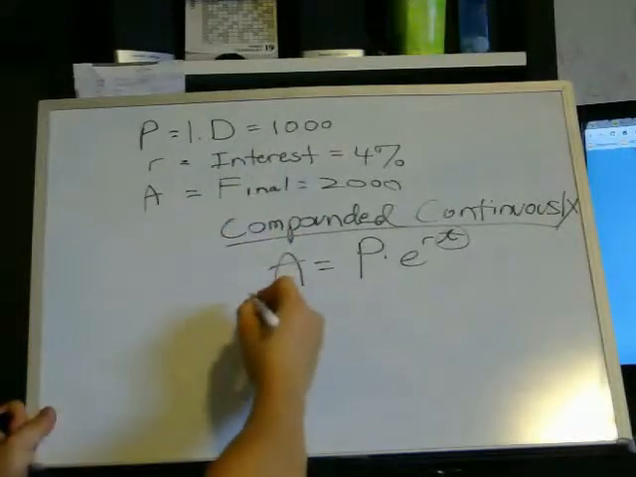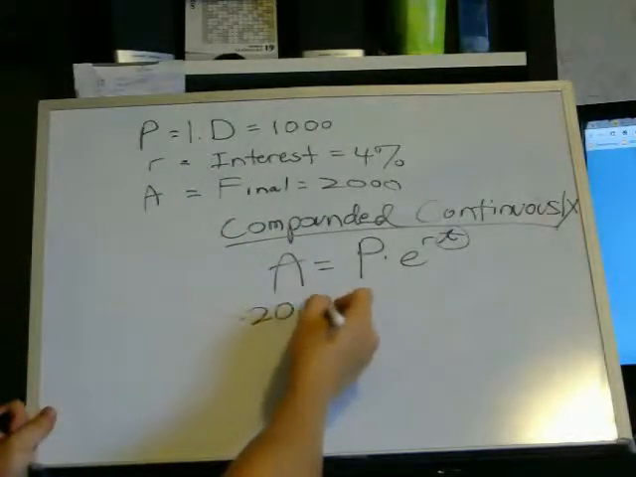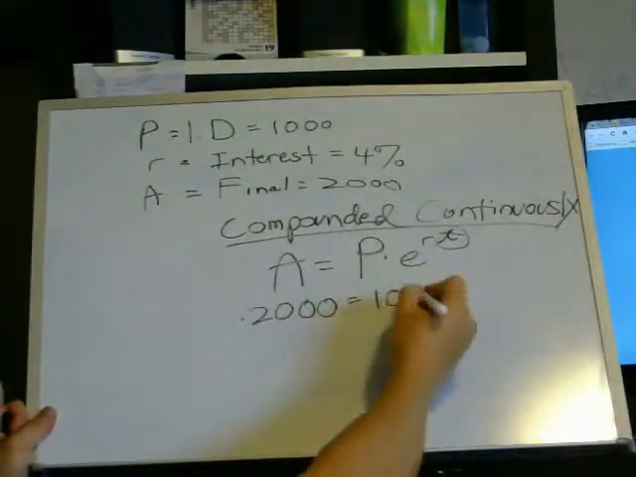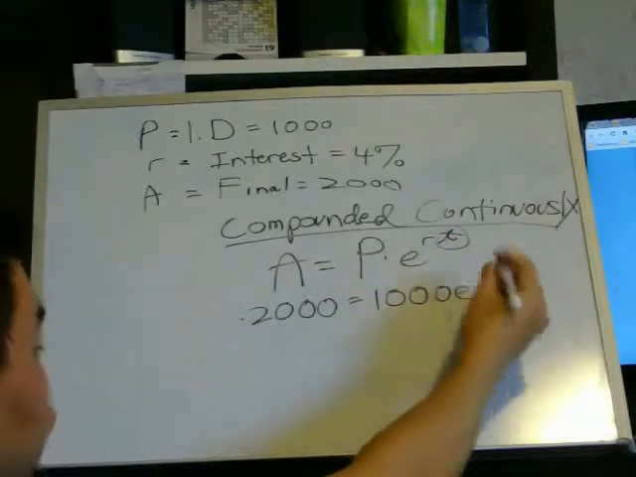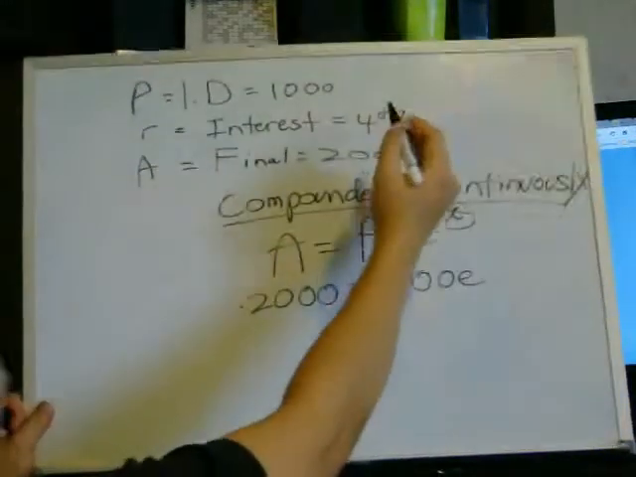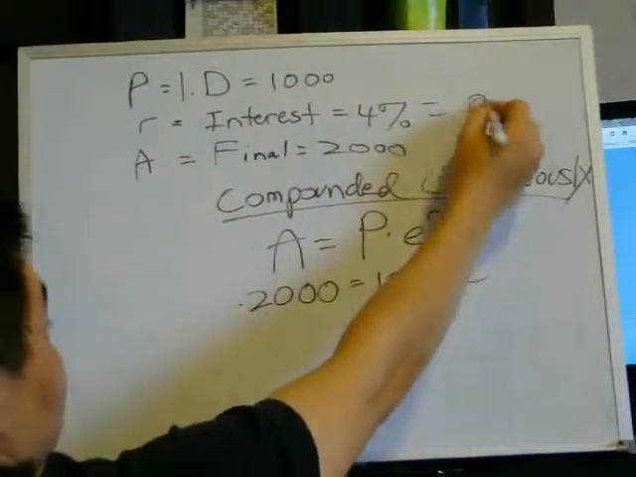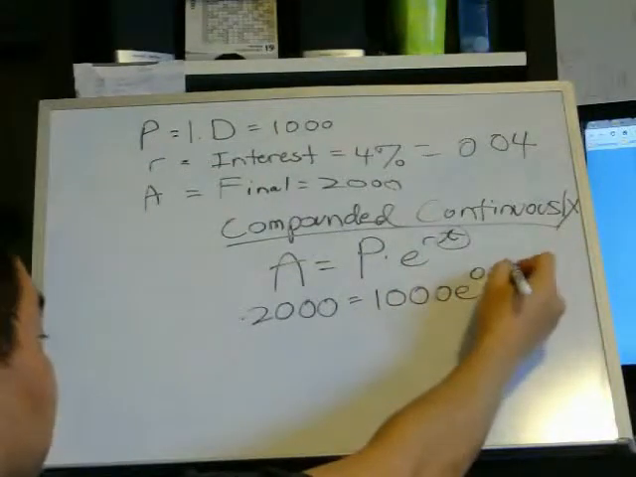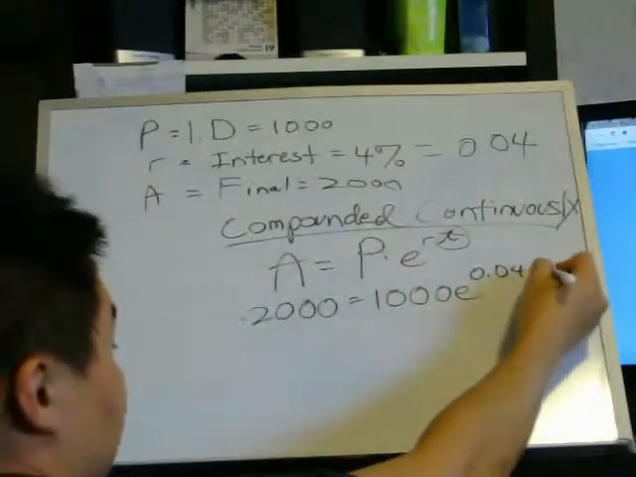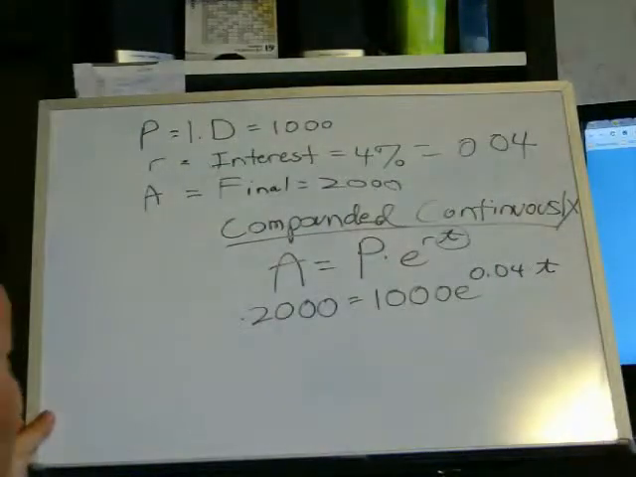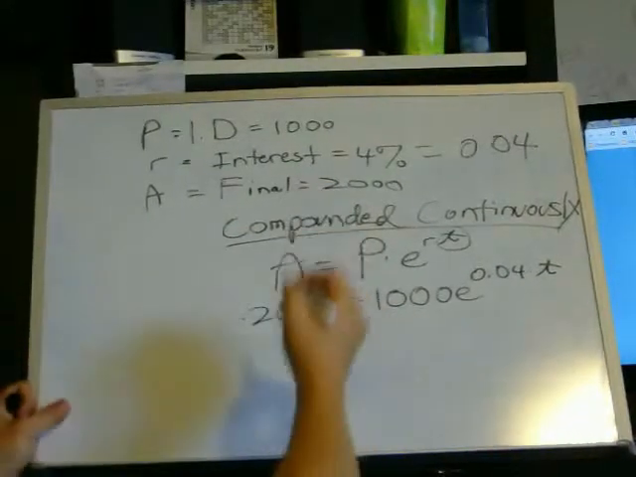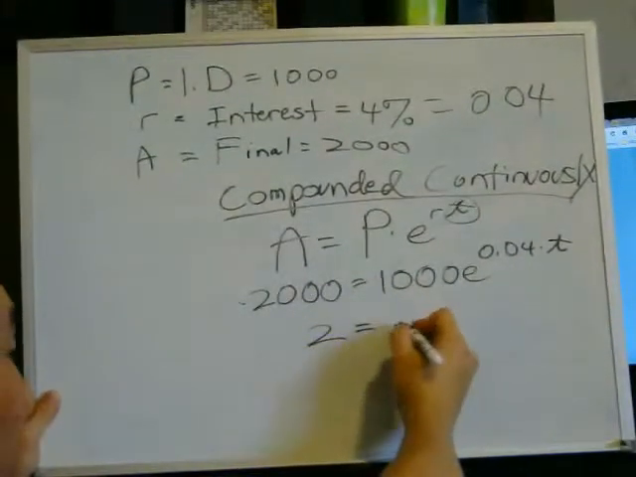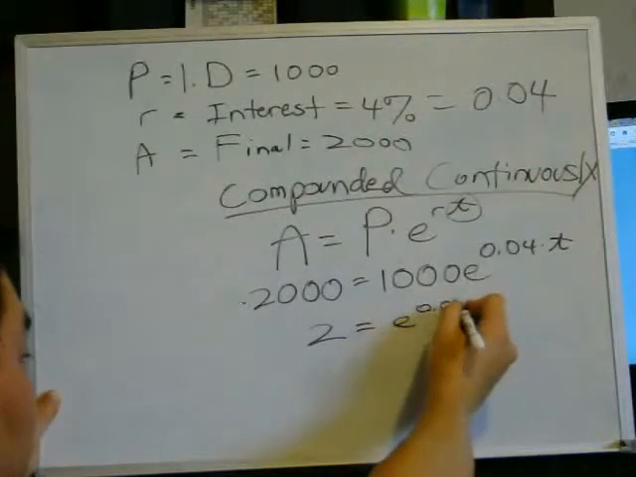So all you have to do is just plug in these numbers. You have 2,000 is A, which equals the initial amount you put, 1,000, times e to the r, which is 4%. In decimal form, it is 0.04 times t. This is basically the same problem as your second problem. So divide 1,000 on both sides, and you get 2 equals e to the 0.04 t.